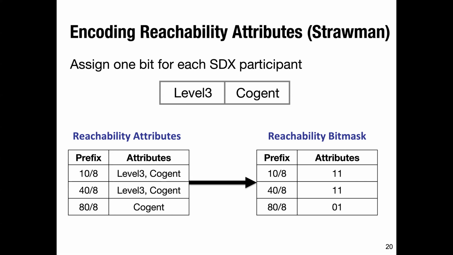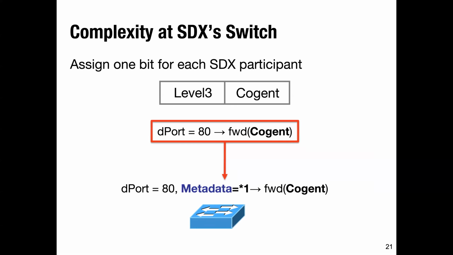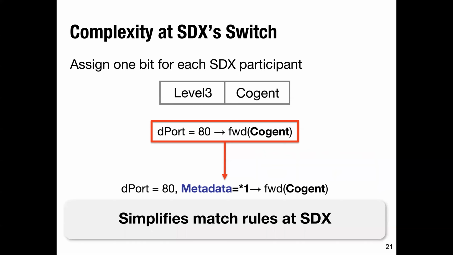If the packet is carrying this metadata, then it becomes very simple to enable this policy, and to enable safe interoperation with BGP. If you have a policy, destination port 80 forward to Cogent, and Cogent is the second bit in this bit mask, then the augmented policy should be: I don't care about the first bit, but if the second bit of the metadata is 1, then I can safely forward this traffic to Cogent. And this type of augmentation is very easy because I'm not requiring any additional rule. I'm just augmenting the existing rule. So I don't require any additional entry in the switch, right? And this simplifies the match action rules that we have to implement at the exchange point.